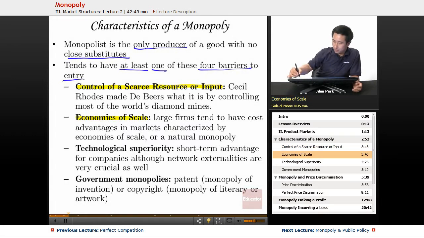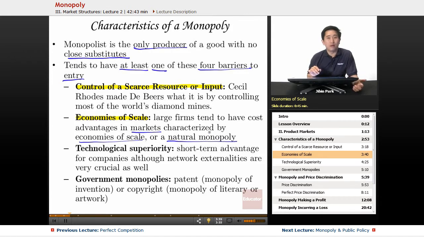Economies of scale. So there's certain industries where it's better for only one firm to produce. So large firms tend to have cost advantages in markets characterized by economies of scale or a natural monopoly. So natural monopoly, it's just better for there to be one seller. For example, trash services. If one firm controls the trash pickup for the entire neighborhood, chances are the average total cost is going to be cheaper than if you have 5 or 6 different trash services competing in the same neighborhood. So that would be an example of maybe economies of scale or natural monopoly.